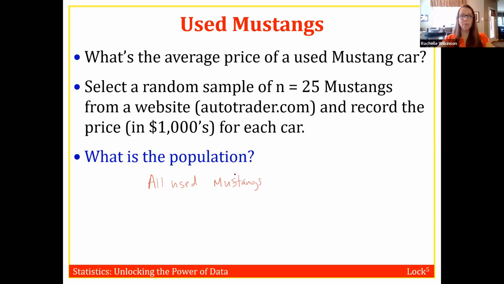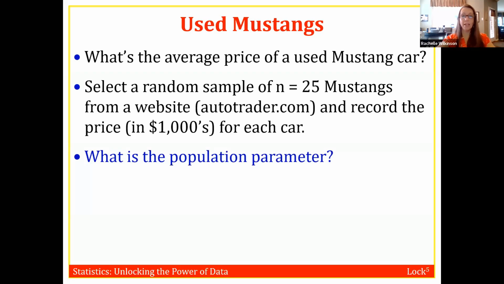All right, so that's our population. What about our sample? What's the sample that we're using here? The sample is going to be the 25 Mustangs that were randomly selected. All right, next question is what is the population parameter? So this is the thing that we are trying to estimate.